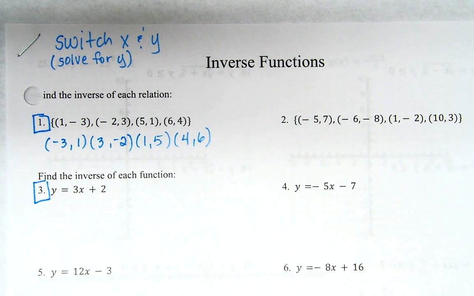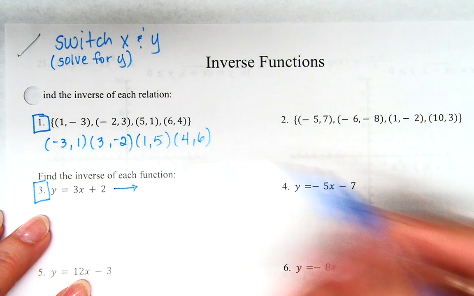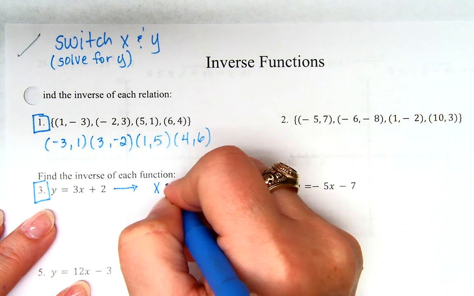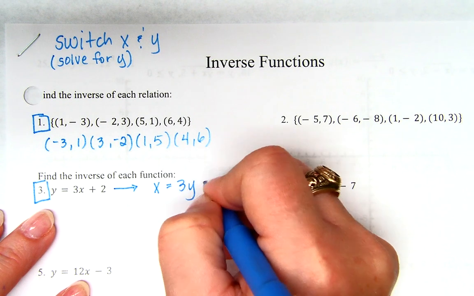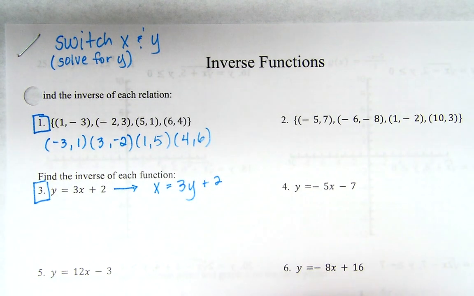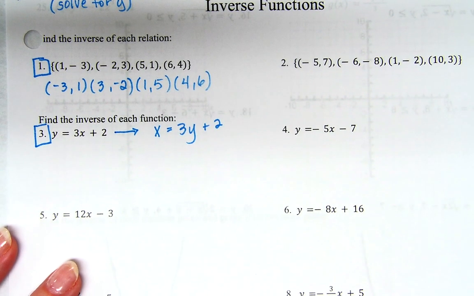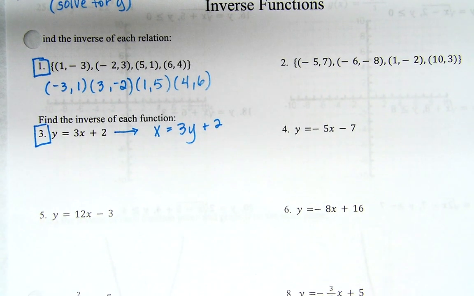We've got to solve it for y. That's when we're going to have to solve for y, right? But what do we do first? Switch x and y, okay? When I switch x and y, I'm going to come over here, and I'm going to write x equals 3y plus 2. X equals 3y plus 2. Well, I already switched x and y, so what do I need to do now? Can you tell me why I need to do that?